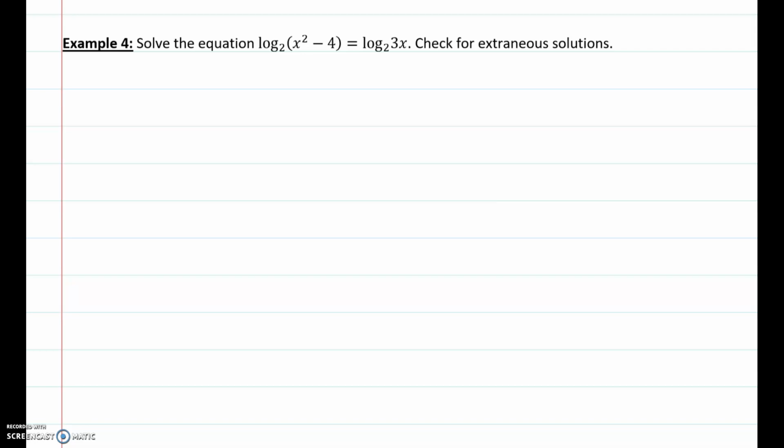This time we're going to solve an equation that has logs on either side of the equation, and they're both logs to the base 2. Now, since they're both logs to the base 2, we can simply get rid of them. What we're really doing there is it's hidden, but we're really raising both of these to log to the base 2 of x squared minus 4 equals 2 log to the base 2 of 3x.